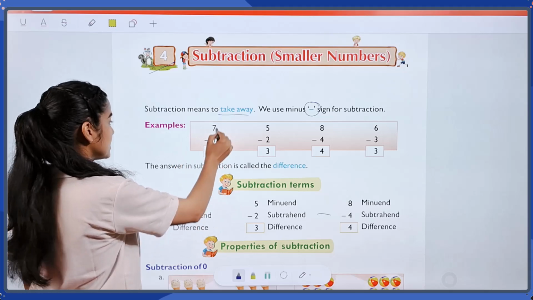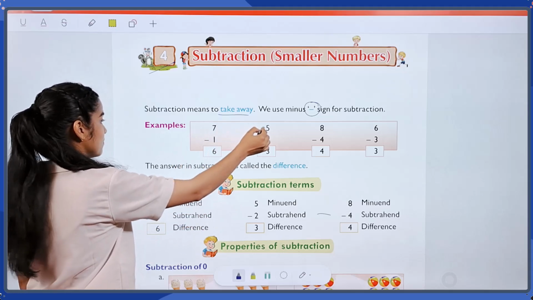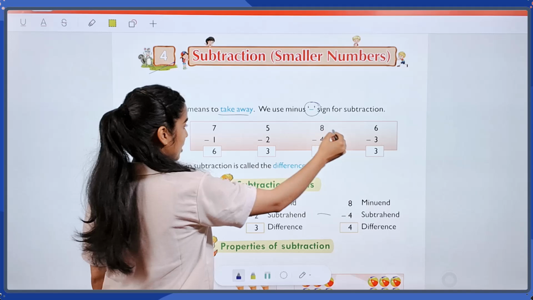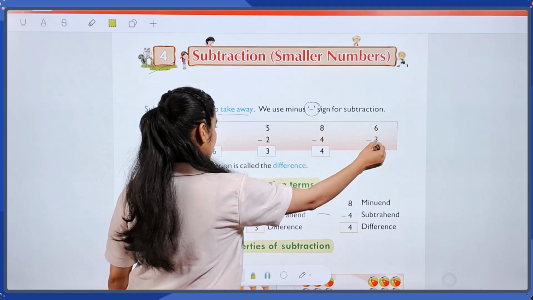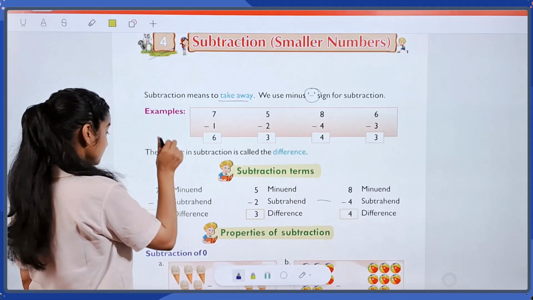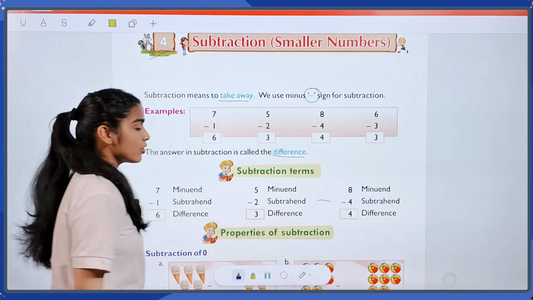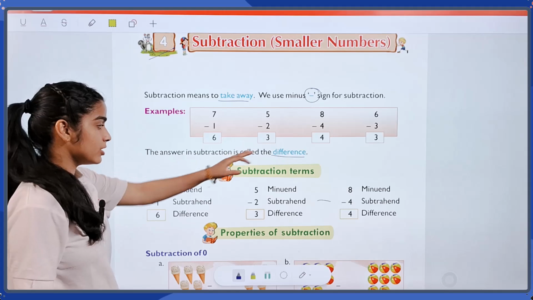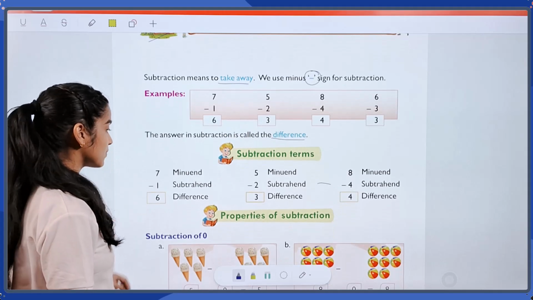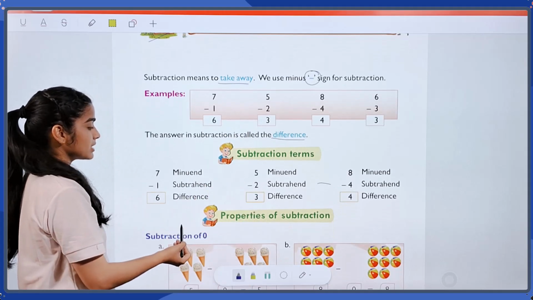Now for example, 7 minus 1 is 6, 5 minus 2 is 3, 8 minus 4 is 4, 6 minus 3 is 3. The answer in subtraction is called the difference. What do we call the answer of subtraction? Difference. Now subtraction terms. So let's discuss the terms we have in subtraction.